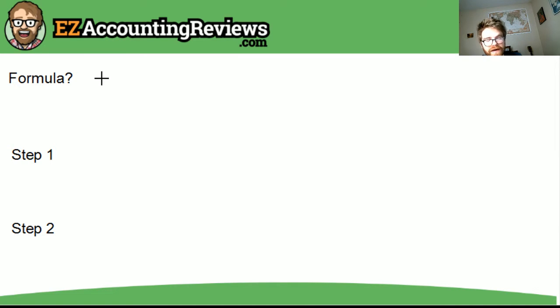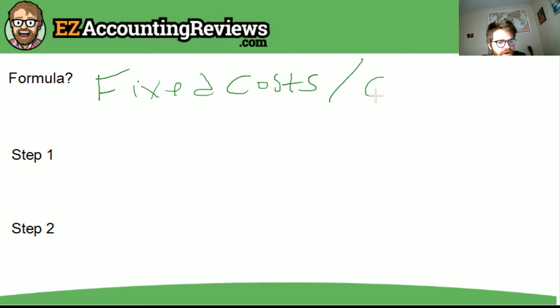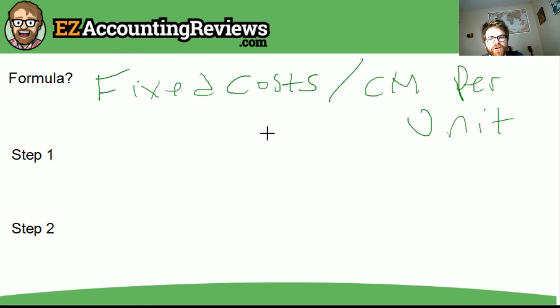Before I do that, let's talk about the formula. With break-even point in units, you have to know the formula. There's a lot of formulas in accounting, which sucks, but you have to know them. So let me show you an easy way to remember it. First off, the formula is fixed costs divided by your contribution margin per unit. That's a formula you have to know. So hopefully you're taking notes right now, because definitely you have to know it.